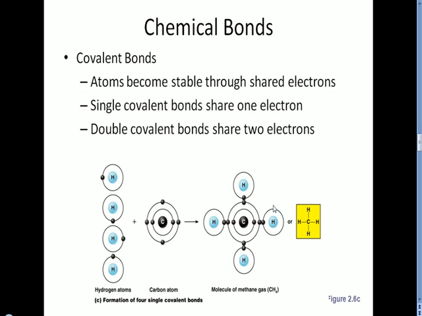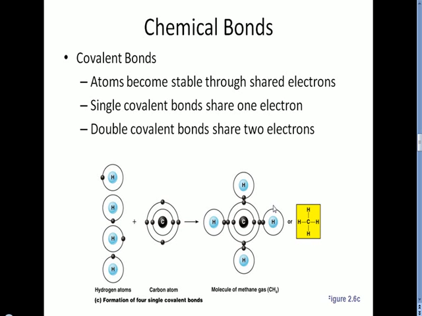A lot of atoms, though, aren't strong enough to either completely steal an electron or completely give away an electron. So they kind of end up sharing electrons. And if they share electrons in a way that they make each other happy, they have the right number of electrons, we call that a covalent bond.